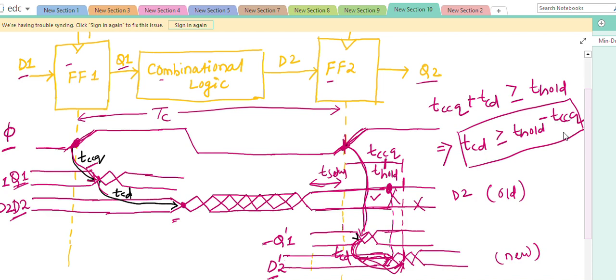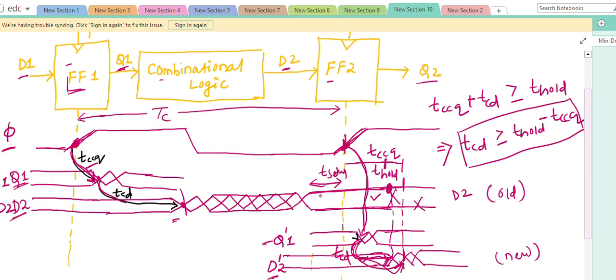Okay, so once again I will tell this briefly. In the first clock cycle, when the positive edge comes, flip-flop 1 will pass D1 to Q1. Then Q1 goes through the combinational logic and we get D2, as I am showing here. After a contamination delay TCCQ, we get Q1. Then after another contamination delay TCD, we get D2. So D2 starts changing here, and it will be stable after some time.